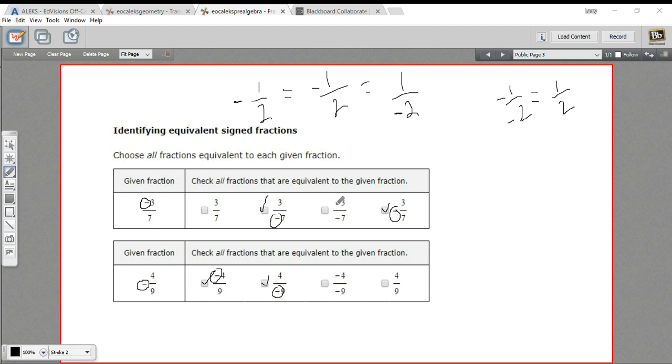If they gave you a fraction that had two negative signs, it would be equivalent to the positive version of the fraction. So those would be the two that are equal to each other there, here. These two are equal to each other here. So that's a little bit of work with identifying signed fractions.